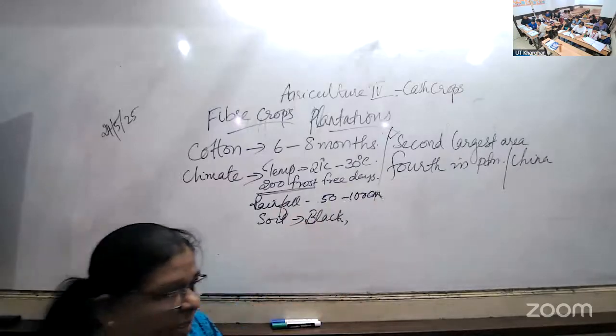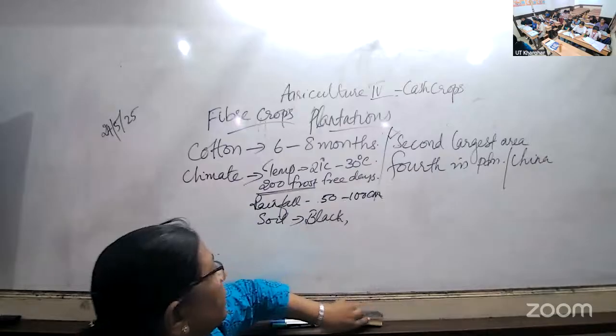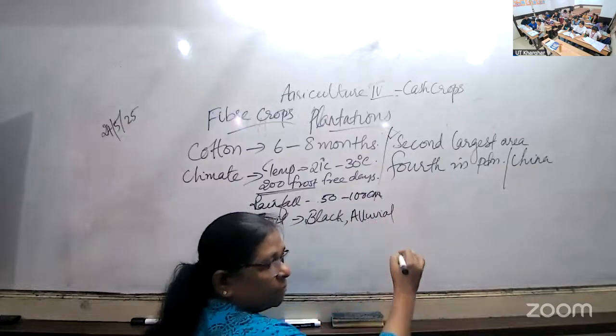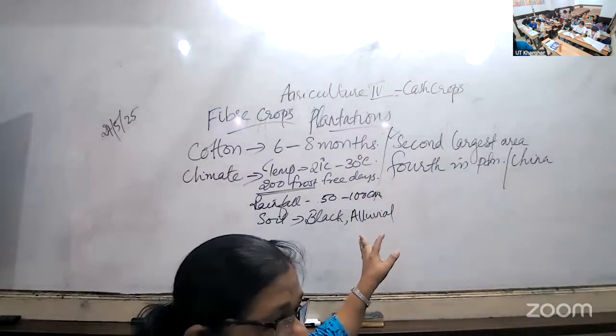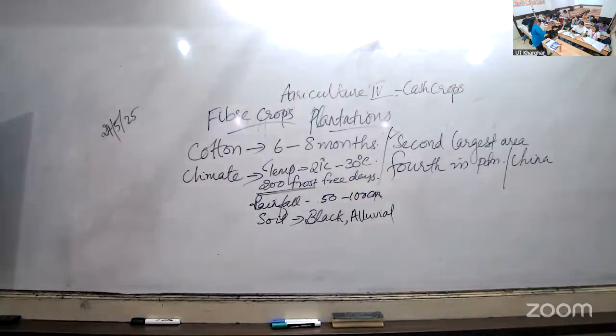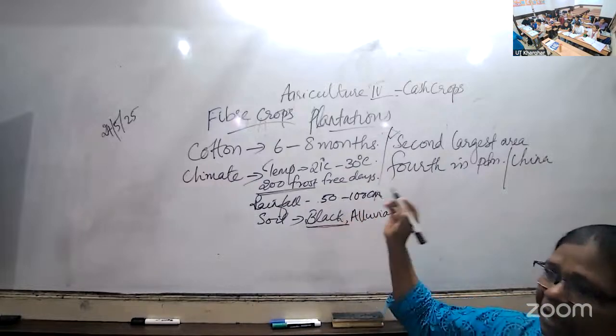Next, what type of soil? The first soil is black soil. And what is the other type of soil? Even alluvial soil can grow it. Black soil is the soil which is best suited. That is why it is grown mainly in Maharashtra and the nearby states. But nowadays, it is grown in the northwestern part of India. There is black soil there, and alluvial soil also can be grown. But the best suited soil is black.